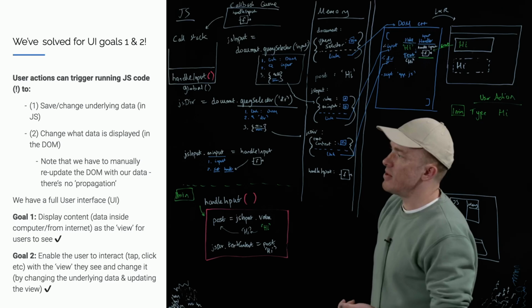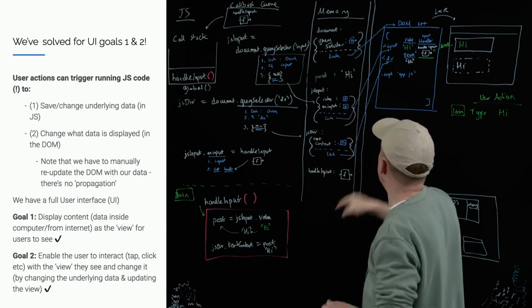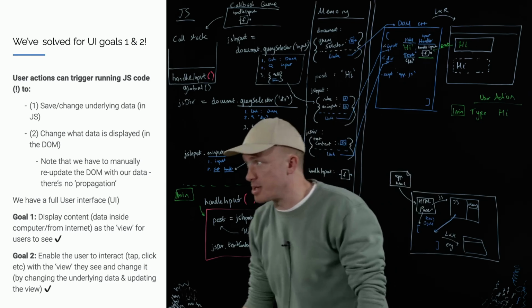No, we have to manually re-update the DOM with our data. There's no propagation. Every time the data changes here, we have to manually go and update what's seen on this, or what's added to this DOM, C++ DOM.